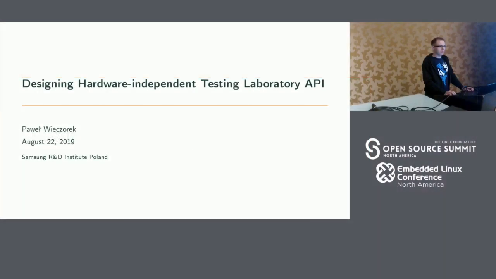I work at Samsung R&D Institute Poland, and I'm currently a member of the global open source group. I took part in setting up an automated testing laboratory for the Tizen GNU Linux distribution. This Tizen GNU Linux distribution is targeted at embedded devices, TVs, wearables, and home appliances. These activities resulted in creating SLAV, a solution for automated testing of embedded devices, which I would like to discuss with you today.